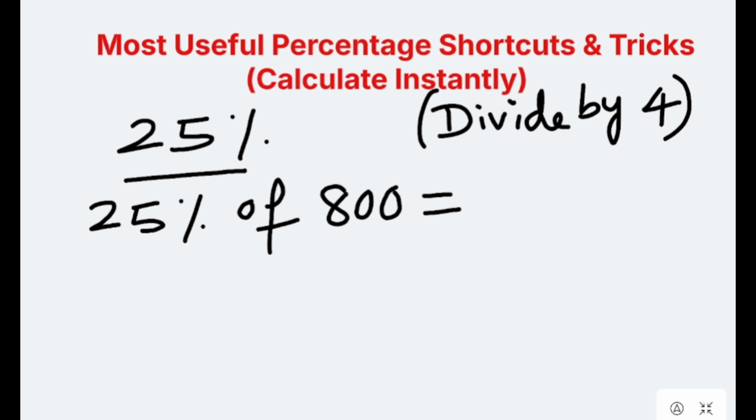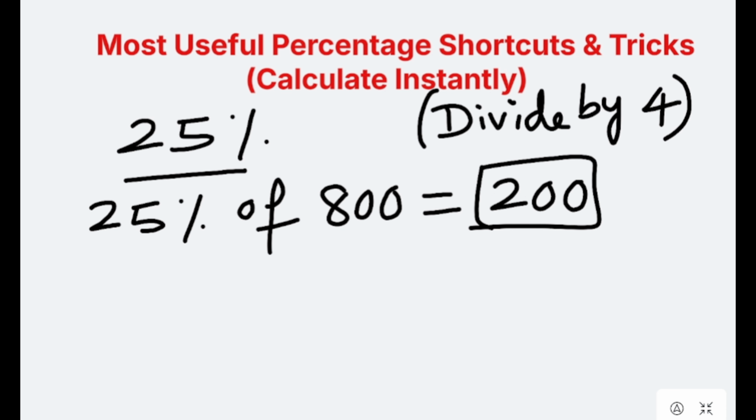Now you take this number, divide by 4. You know 800 divided by 4, that's going to be 200, right? So the answer is 200. 25% of 800 is 200.